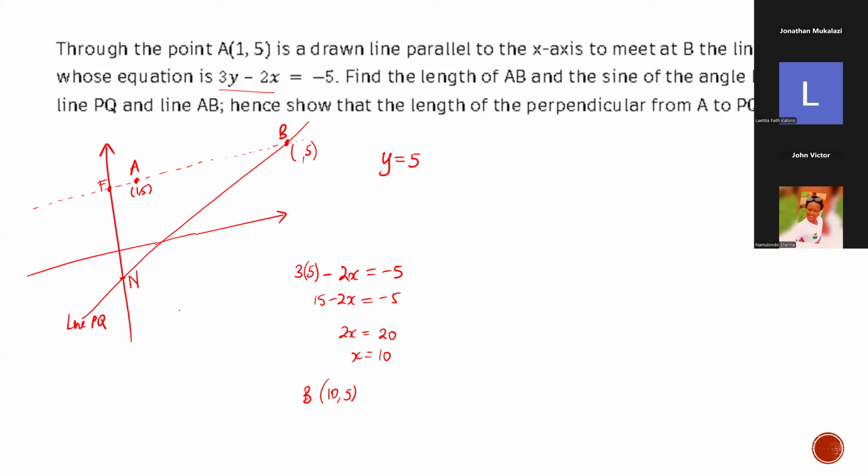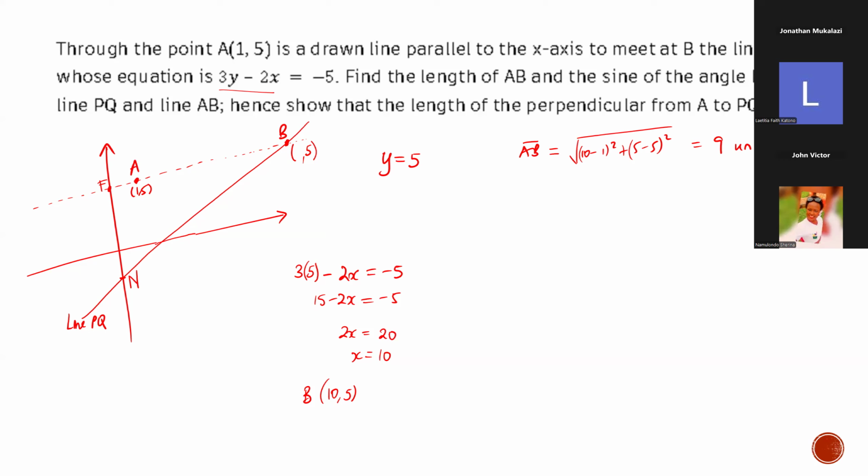So to find the length of AB, that's pretty simple. Because this is on a straight horizontal line, A is at (1, 5), B is at (10, 5). So AB is simply going to be, okay, let's use the formula: square root of (10 minus 1) squared plus (5 minus 5) squared. So it's just the square root of 9 squared, which is 9. So AB is simply 9 units. Are we together so far? Any questions along the way, please feel free to raise your hand, okay? So AB is 9 units.